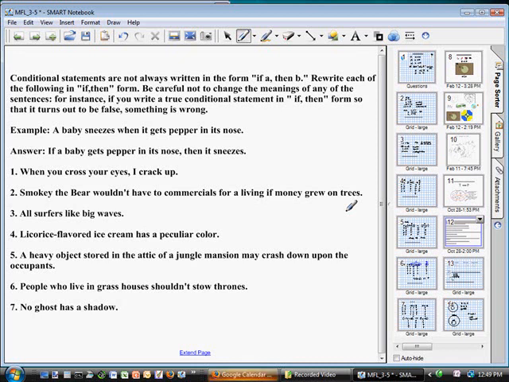Licorice flavored ice cream has a peculiar color. Wow, have you ever had licorice flavored ice cream? I haven't either. I would assume that's black ice cream then. Ooh, well anyway, I'm not sure I'd be interested in digging into some black ice cream. I think I'd want to see some chemical results on what's really in it. It looked like eating a bowl of tar, but anyway.